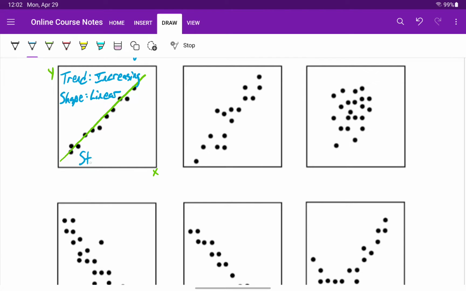And the strength, in this case we would say, is strong because the points are hugging pretty tightly to that straight line that we're imagining running through the middle of them.